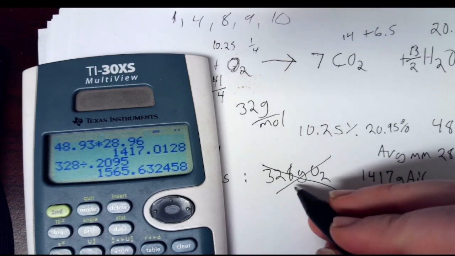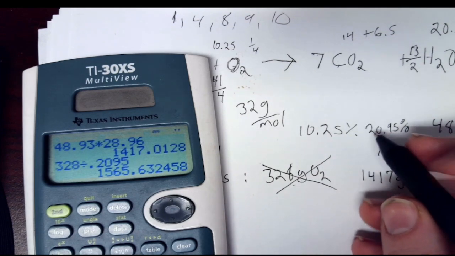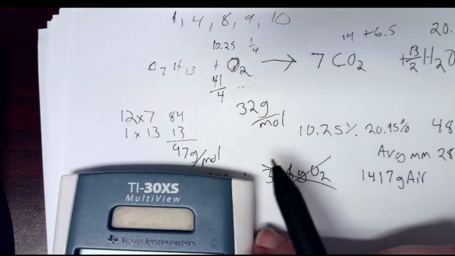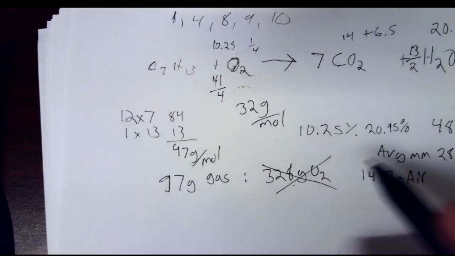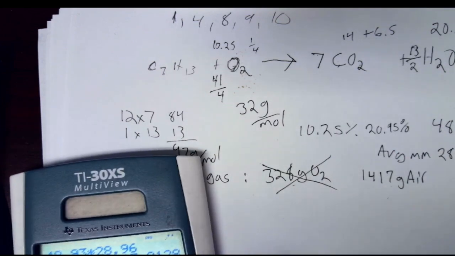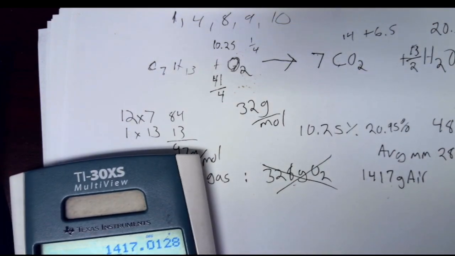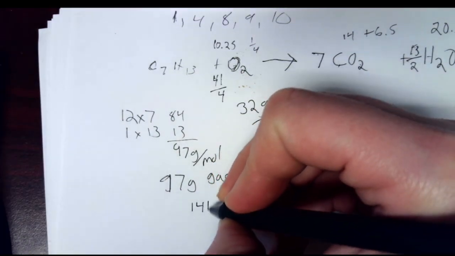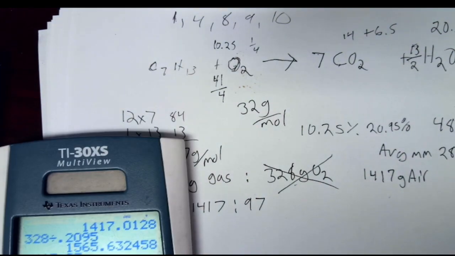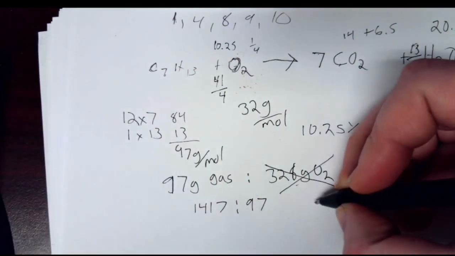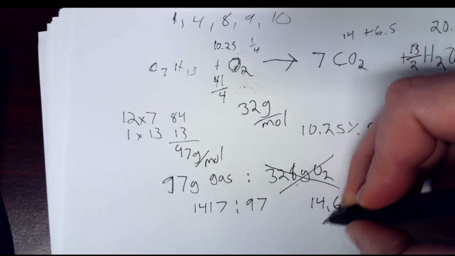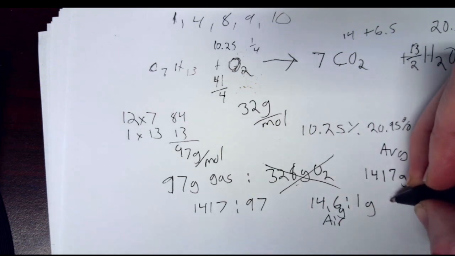Now let's see if I'd done it like that. So had I just tried to go from here to by mass, I would get a much larger number at 1565. So from that in mind, we have a mass of air per mass of fuel. So 1417 per 97 can simplify to something like 14.6 per 1, grams of air per 1 gram of fuel.